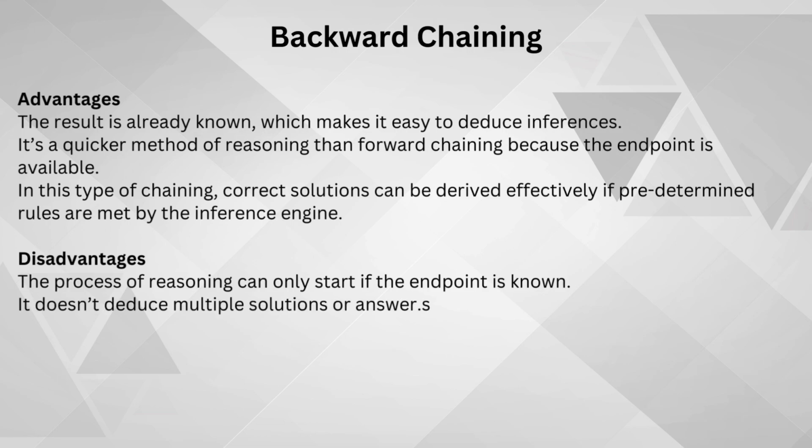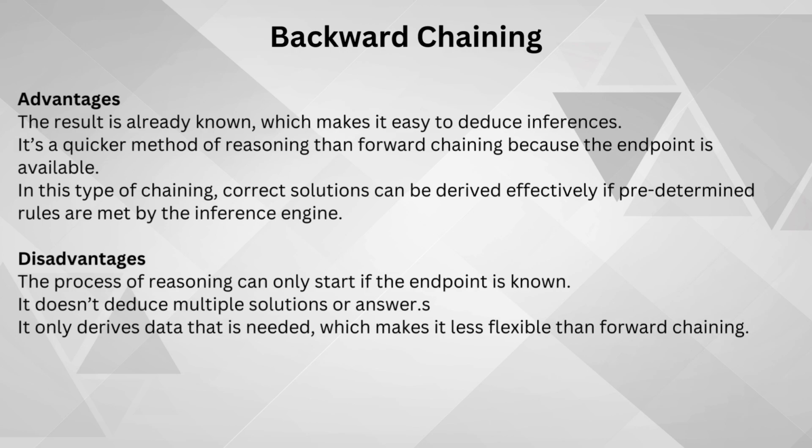Imagine you are a detective trying to solve a mystery, but you need a clue to start. Backward chaining is a bit like that. You need to know the final answer, the end point, before you can start working backward. This is the disadvantage, that you should know the final answer or the goal. It is like trying to solve a puzzle when you already know what the picture looks like.